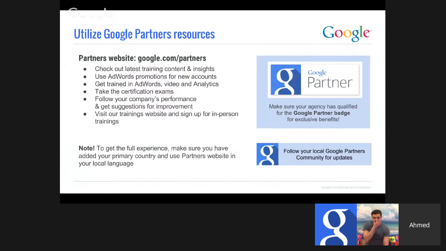So this was the end of this quick run through of Gmail ads. Utilize our Google Partners resources and go on google.com/partners. They will find all the latest information about trainings and interesting content and insights. You can use our AdWords promotional offers to convince your customer to try out AdWords as well. Find training resources for AdWords, video and analytics, and take the certification exam. Learn how your company is performing with Google advertising and see if your company is eligible for the Google Partners Badge.